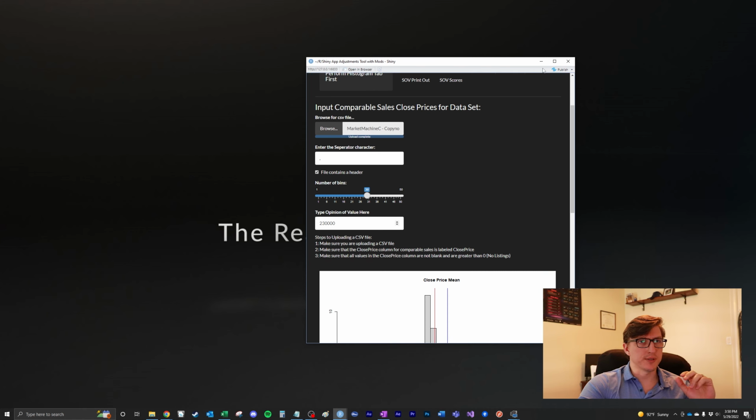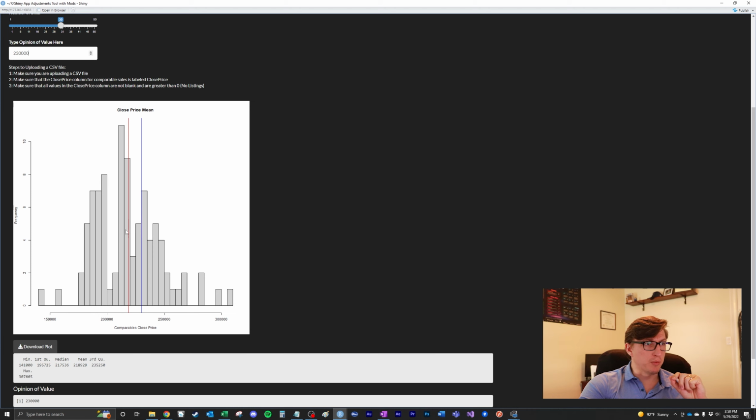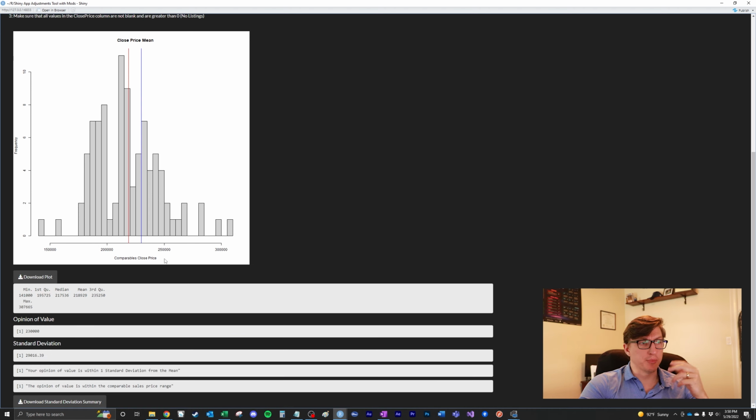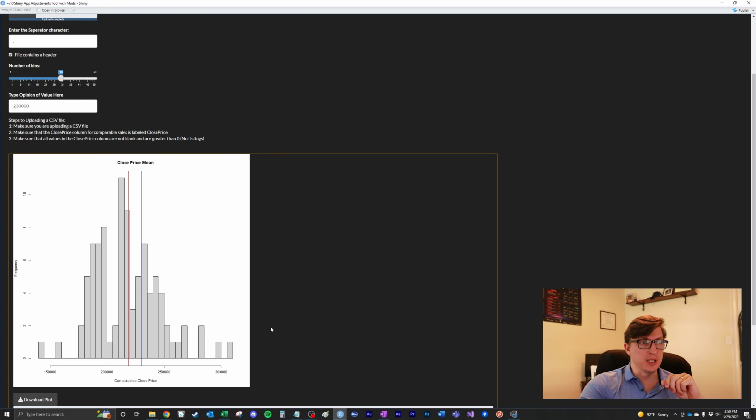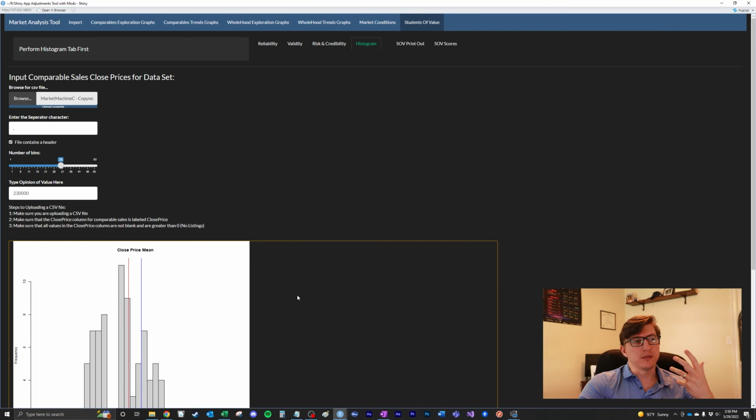Maximize the screen, and you can see that the blue line is the opinion of value and the red line is the mean of the comparable market segment. So the opinion of value is within one standard deviation from the mean. And this is part of the reliability score.